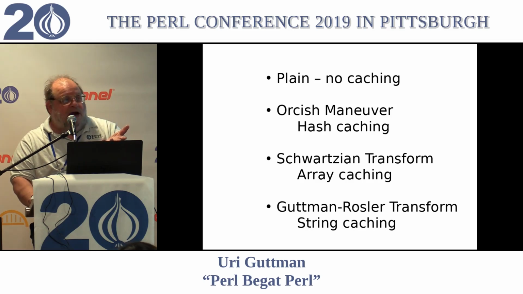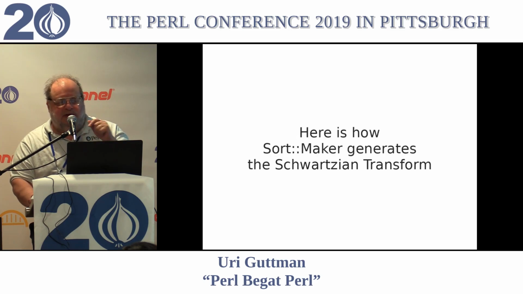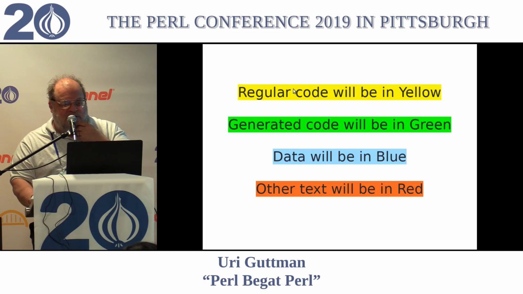Schwartzian was invented by our own Randal Schwartz, who's here this week, and it caches the keys that are extracted in an array. And the final version is the Guttman transform, which I told you about, the paper we wrote, and that stores the keys and the original data in one single string, and you just call one compare on the whole thing, saving you a lot more overhead. So it's the fastest one. But we're going to show how to generate the Schwartzian transform. It's most illustrative of code generation.